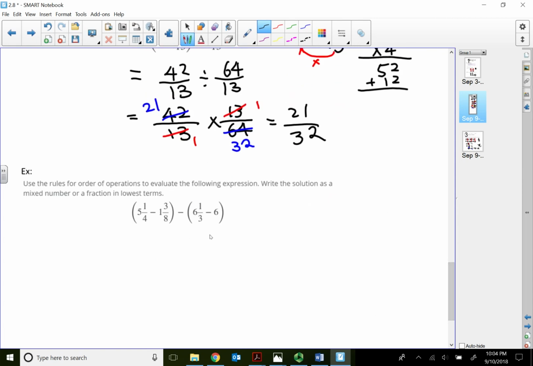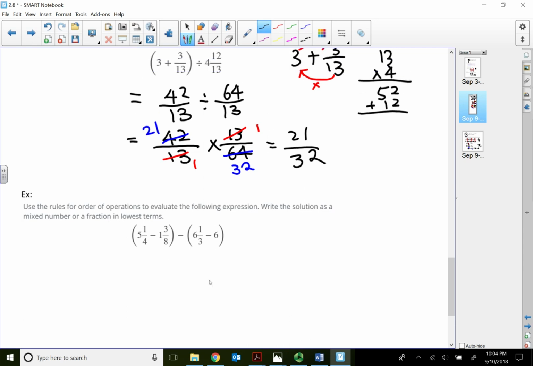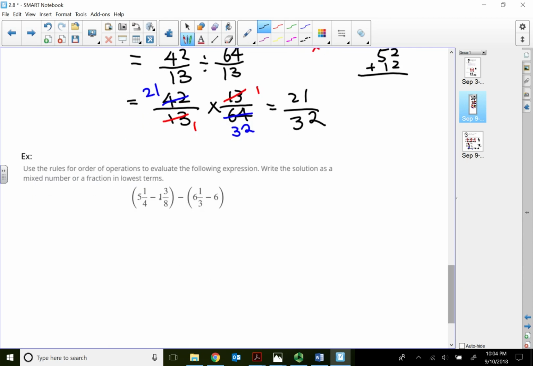All right. Ooh, this is interesting. This is subtraction of mixed numbers. All right, so let's do this on the side here. Since they're already in the parentheses, let's figure out what's in each parenthesis. Oh, 5 and 1 over 4 minus 1 and 3/8.